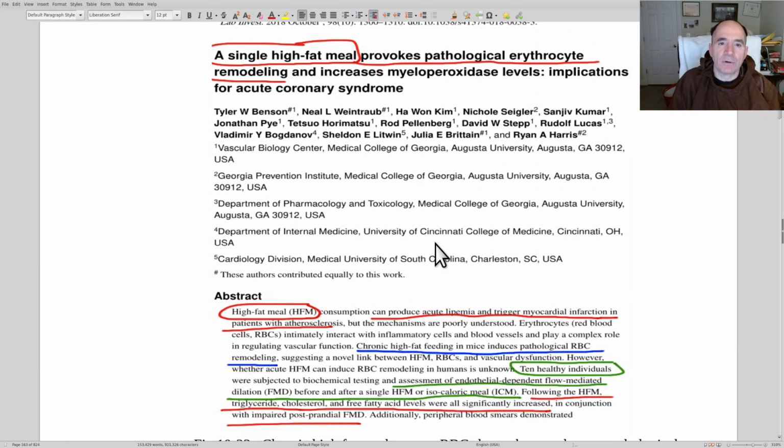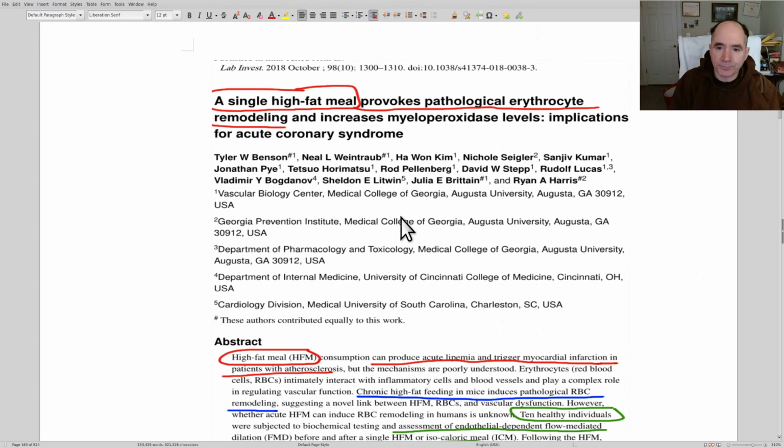Okay, here's just some paper talking about some of the problems with high-fat diet. This is showing a single high-fat meal provokes pathological erythrocyte, that means red blood cell, remodeling, like we were talking about. It increases myeloperoxidase levels in the blood, and this could have a negative effect for acute coronary outcomes. High-fat meal can produce acute lipemia, high fat in the blood, and this can cause myocardial infarction in patients with atherosclerosis. Chronic high-fat feeding in mice induces pathological RBC remodeling. It will change the shape of a red blood cell.